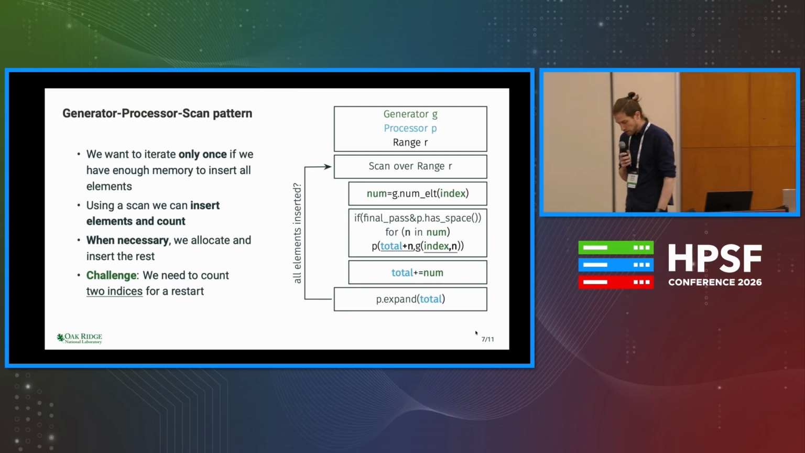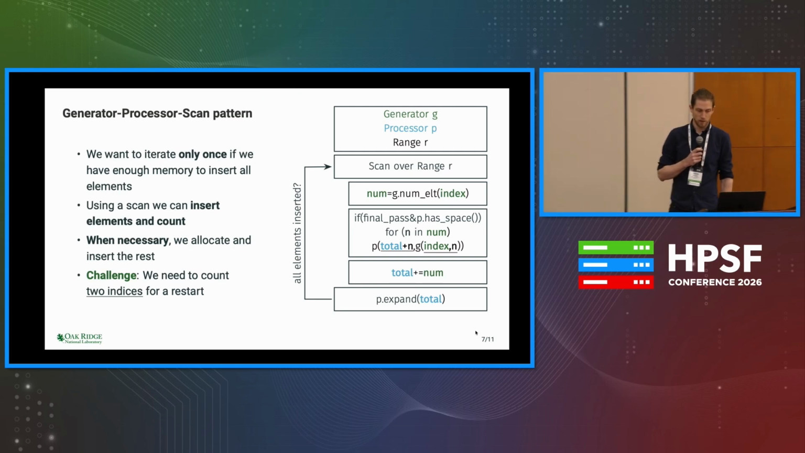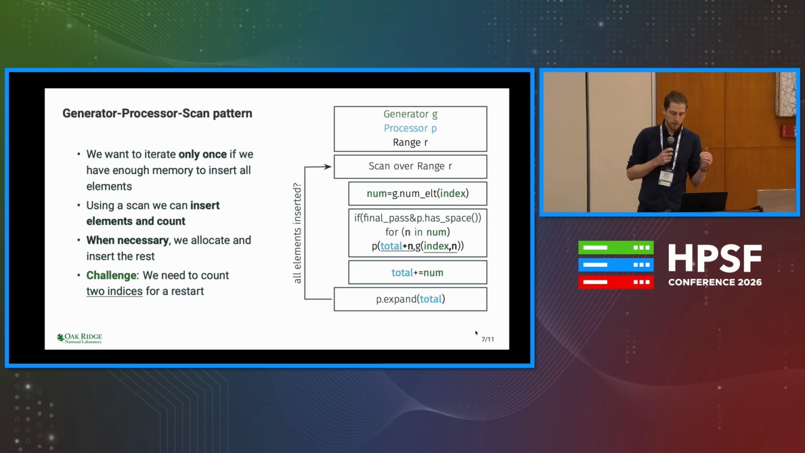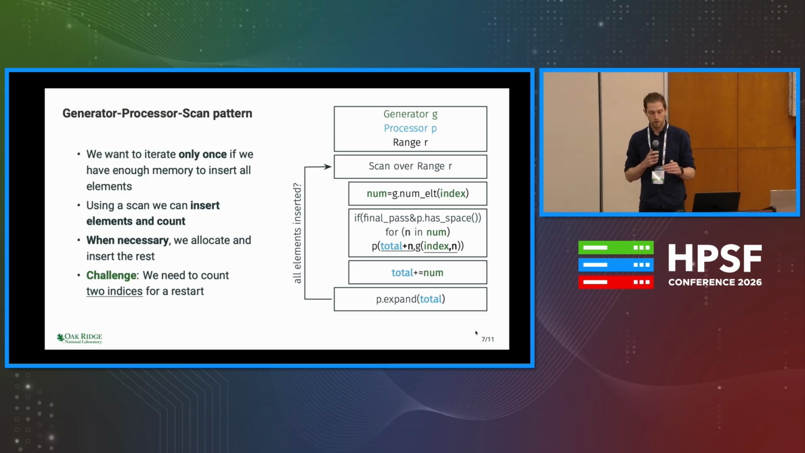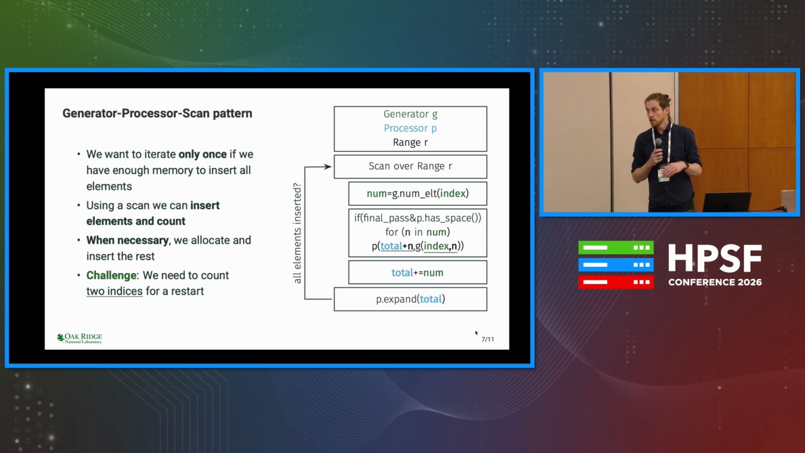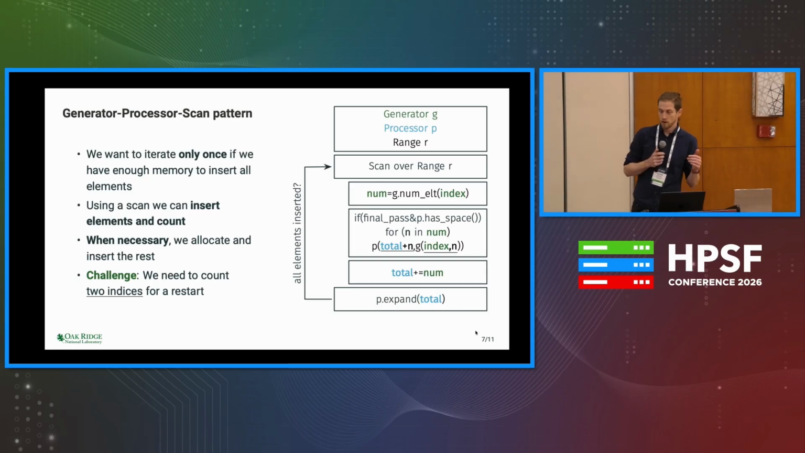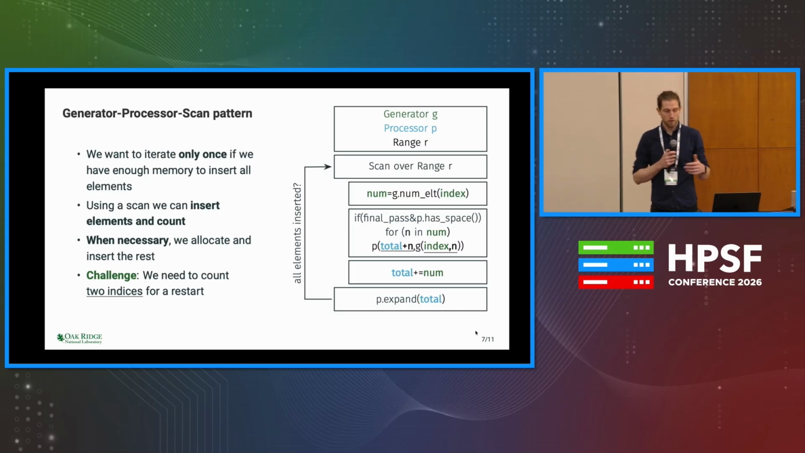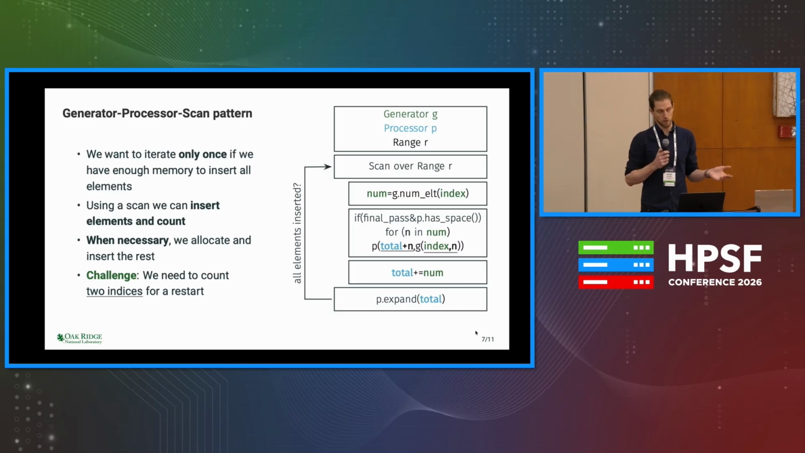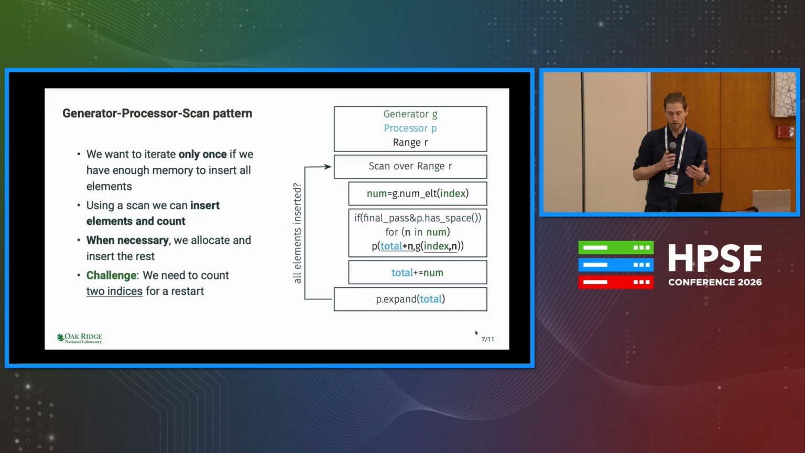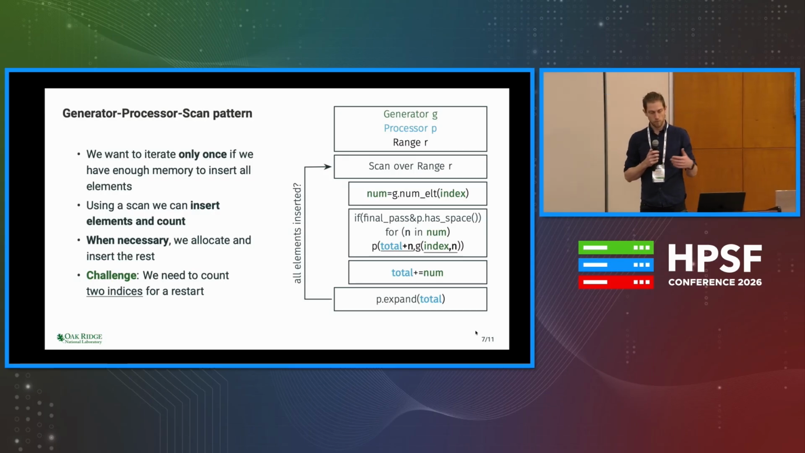In order to make it a bit easier to read, I added some colors. So all the indices that are related to the generator are going to be in green. All the indices related to the processor are going to be in blue. So okay, we start by you giving me a generator, you give me a processor, and you give me a range. I need to know which range I should iterate over.